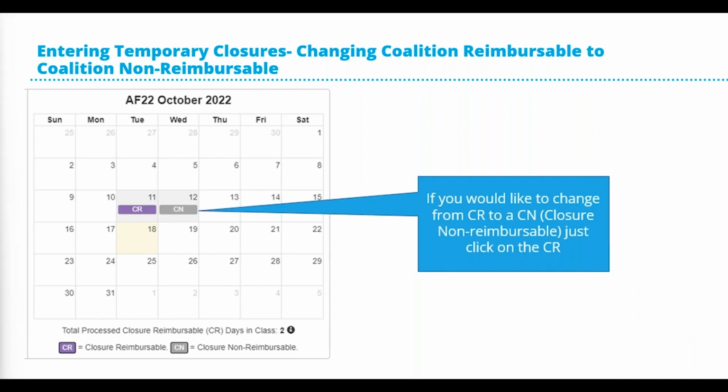If you wish to change what you've selected from reimbursable to non-reimbursable, you're able to do that by just clicking on the CR or the CN. CR means closed reimbursable. CN means closed non-reimbursable.